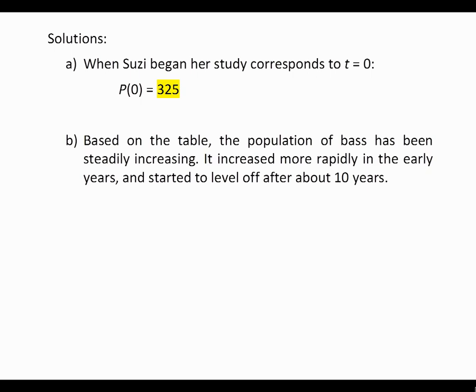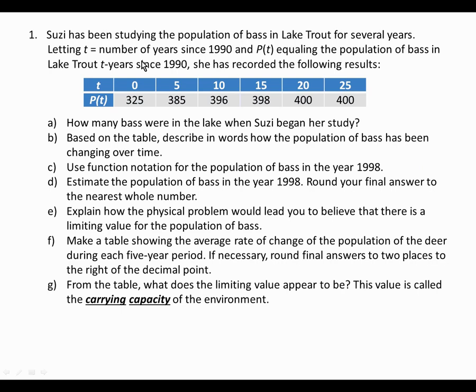Question B, based on the table, okay, again looking at the table, the population of bass seems to be increasing, but the rate of increase appears to be slowing down, and in fact appears to be stalling out at 400. So, based on the table, the population of bass has been steadily increasing. It increased more rapidly in the early years and started to level off after about 10 years, right? Because it didn't increase, like only got 2 more bass in the lake and then 2 more again, and now you've stalled out at 400.